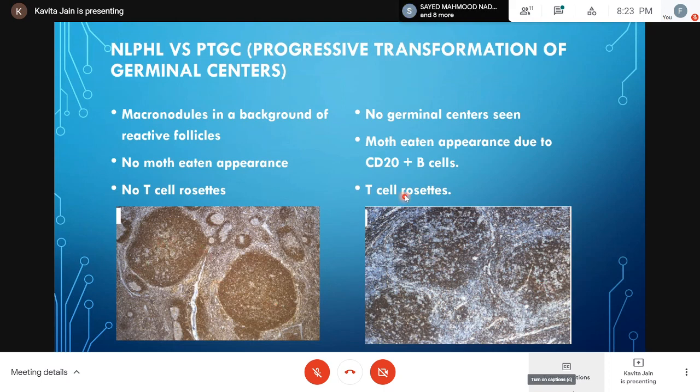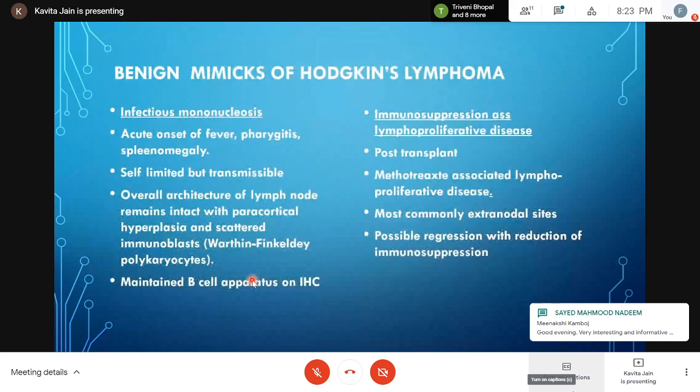No T cell rosettes, and here we have T cell rosettes. So this we can just see only. We can only appreciate when we see the slides mostly, but we can keep these points in mind.